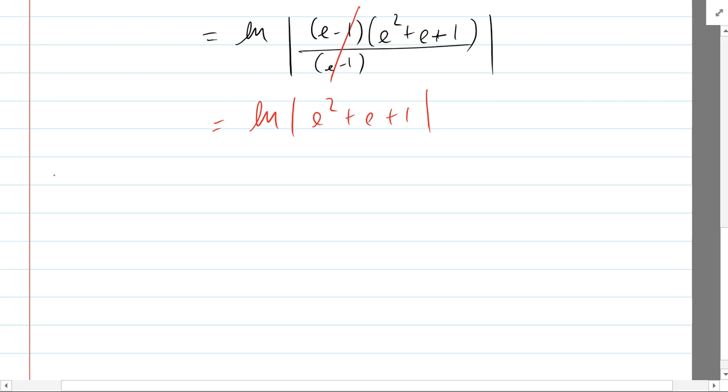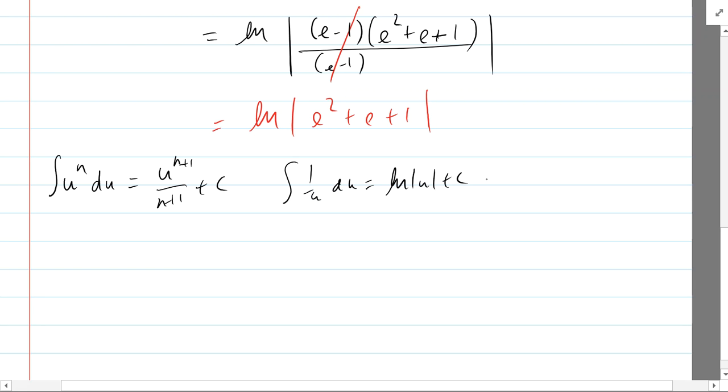Okay, for the first one, the integral of natural log to a power, no, u to the power, is u to the n plus 1 over n plus 1 plus c, right? And then the integral of 1 over u du is equal to natural log absolute value of u plus c, right? And the integral of e to the u du is the easiest one ever, is e to the u, right? And then there's that last one.